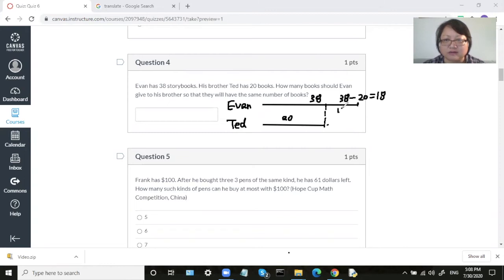So this is 18. So let's think about it. How many books should Evan give to his brother so that they will have the same number of books? So we only need to divide 18 by 2. 9, right? So we split this 18 into 9 and 9. So we just give 9 books, this part, to Ted. So they will have the same number of books, right? So that is 9 then.